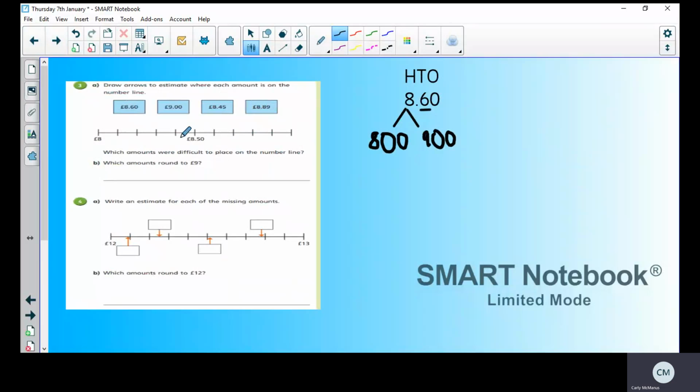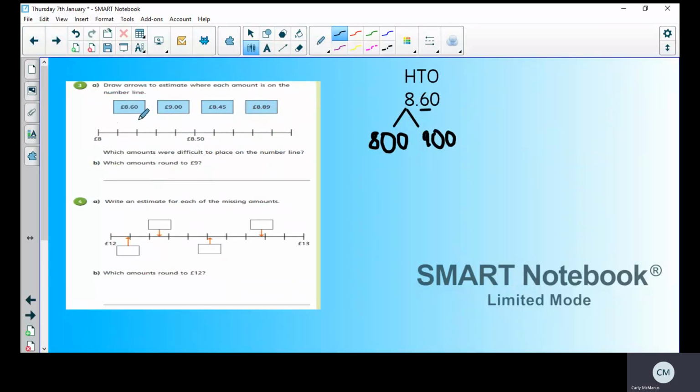And if that's £8.50, what are these going up in? They're probably going up in tens. £8, £8.10, £8.20, and so on. Now, if some of these numbers don't fall on the line, they might be in between 2 numbers. So for example, £8.45, £8.50 is there, £8.40 is there. £8.45 is going to come between £8.40 and £8.50.